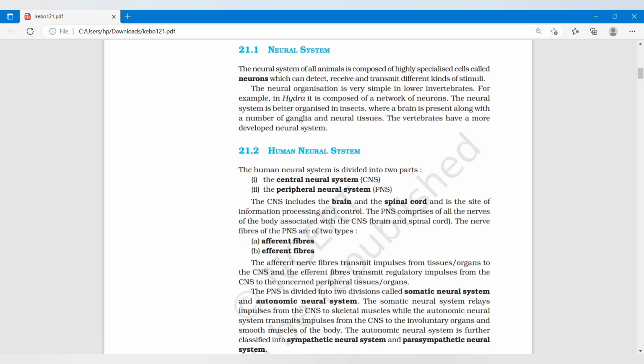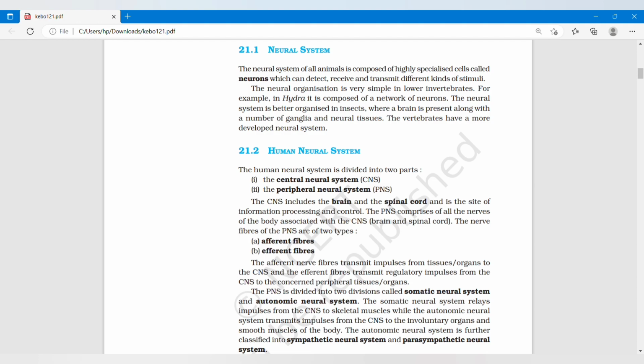The human neural system is divided into two parts. The first one is the central neural system, that is CNS, and the second one is the peripheral nervous system, that is PNS. The CNS includes the brain and the spinal cord and is the site of information processing and control. The PNS comprises all the nerves of the body associated with the CNS, that is brain and spinal cord. The nerve fibers of the PNS are of two types: afferent fibers and efferent fibers. The afferent nerve fibers transmit impulses from tissues/organs to the CNS, and the efferent fibers transmit regulatory impulses from the CNS to the concerned peripheral tissues/organs.